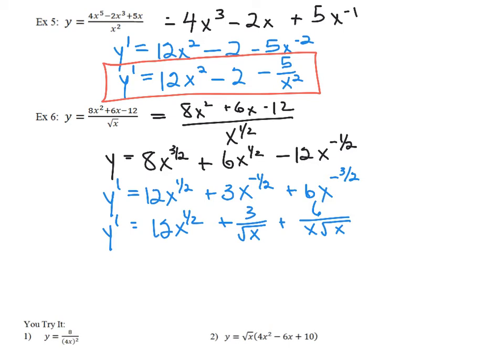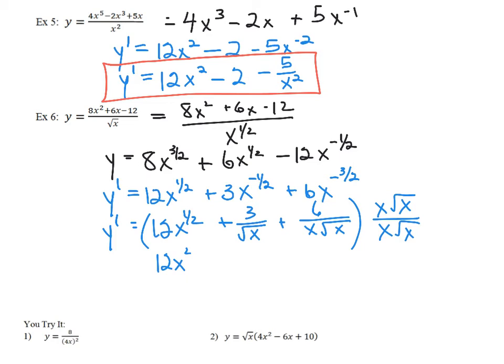Sometimes in your textbook you'll see where they find a common denominator and add these terms together. So our common denominator for this trinomial would be x radical x. So in the entire thing, if I multiply the numerator and the denominator by x radical x, in order to get a common denominator, I'll see that for my 12x to the 1/2 times x radical x would be 12x squared. 3 over radical x when I multiply by x radical x.